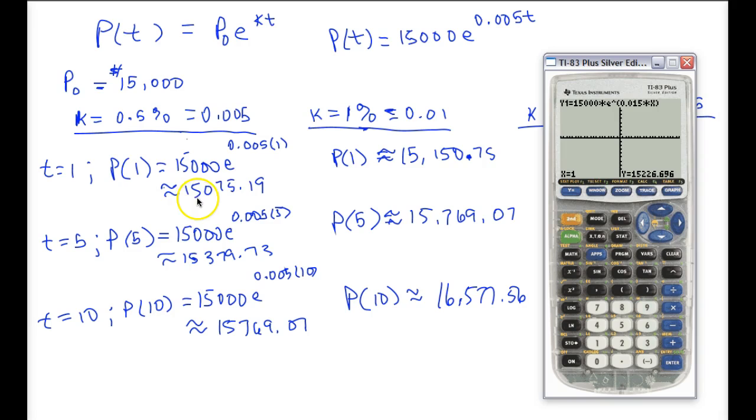And of course, that's way more than the $15,075 or the $15,150.75. At 5 years, now we're at $16,168, so almost as much as what we had here at the 10-year mark, because we increased the interest rate by almost 50%. And then at the 10-year mark, now we have $17,427.51.